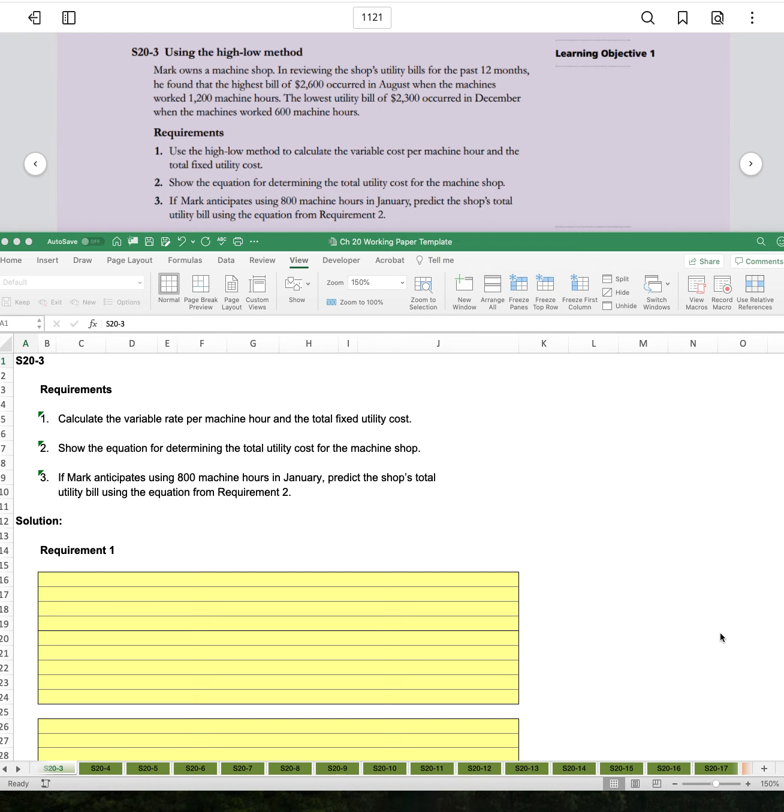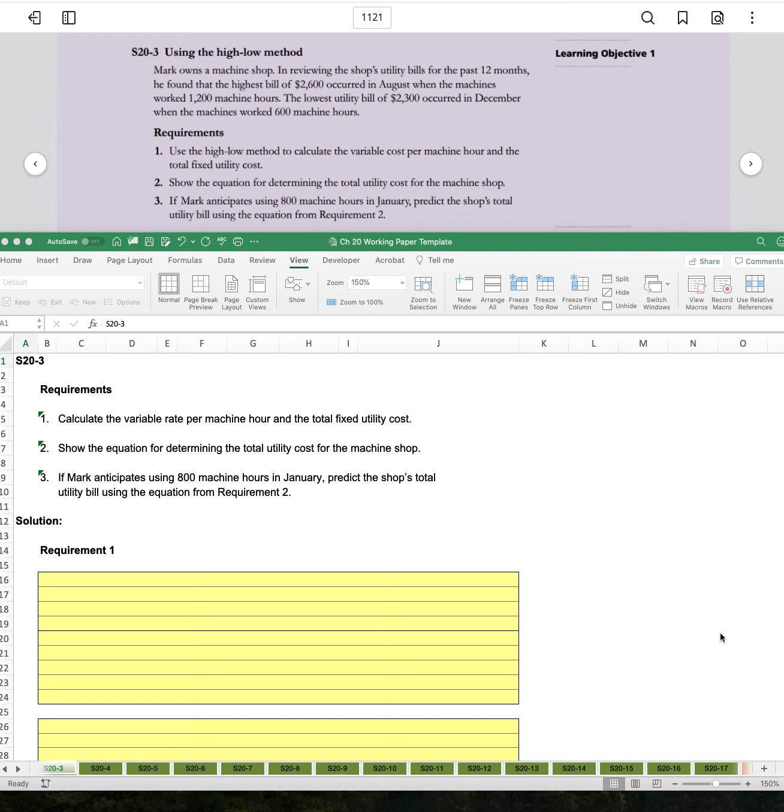machine shop. In reviewing the shop's utility bill for the past 12 months, he found that the highest bill of $2,600 occurred in August when the machines worked 1,200 machine hours. The lowest utility bill of $2,300 occurred in December when the machines worked 600 hours.